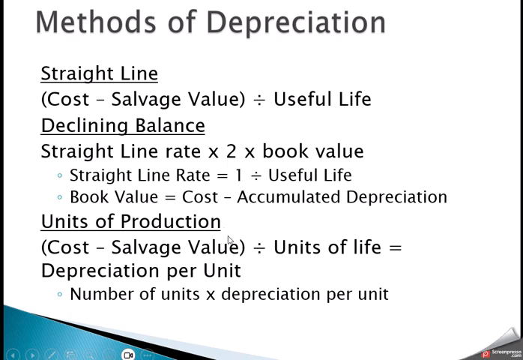The units of production, excuse me, is comparable to the straight line. It's our cost minus our salvage value, but instead of dividing it just by the years we expect the asset to live, we divide it by its units. So let's say it's that truck that I was saying that we purchased. Maybe instead of saying, hey, I think the truck is going to last for 7 years, I say, I think I'm going to drive that truck for 200,000 miles. So then the units of life are the miles.